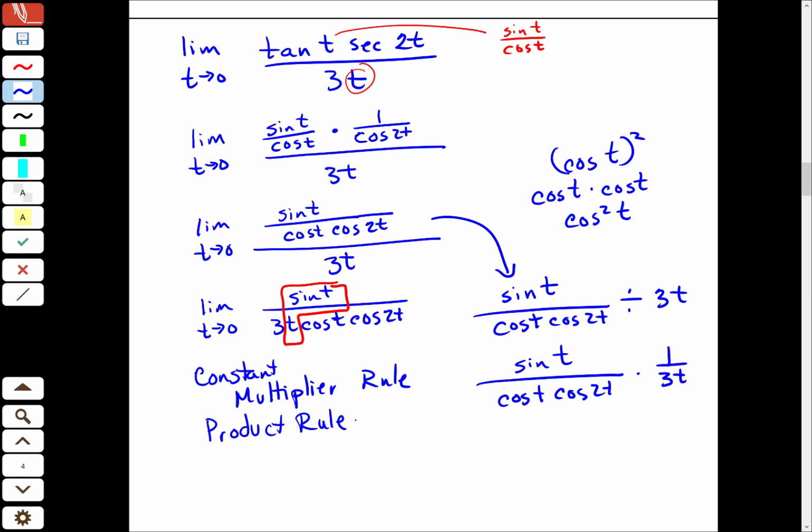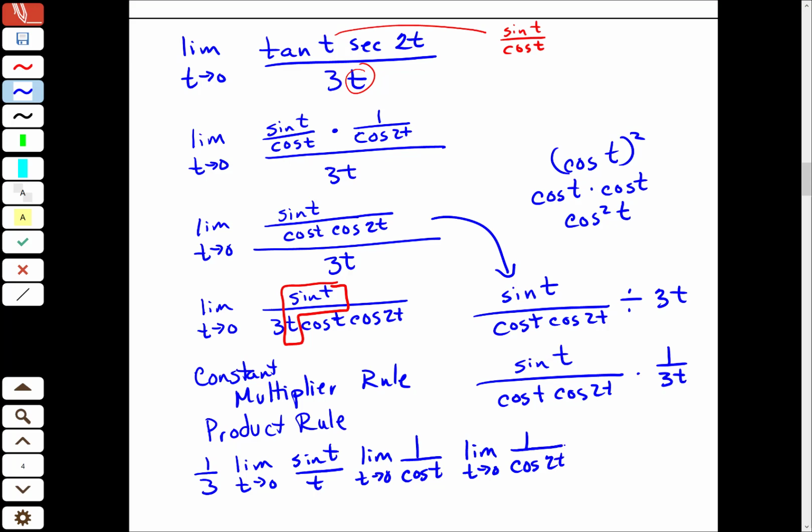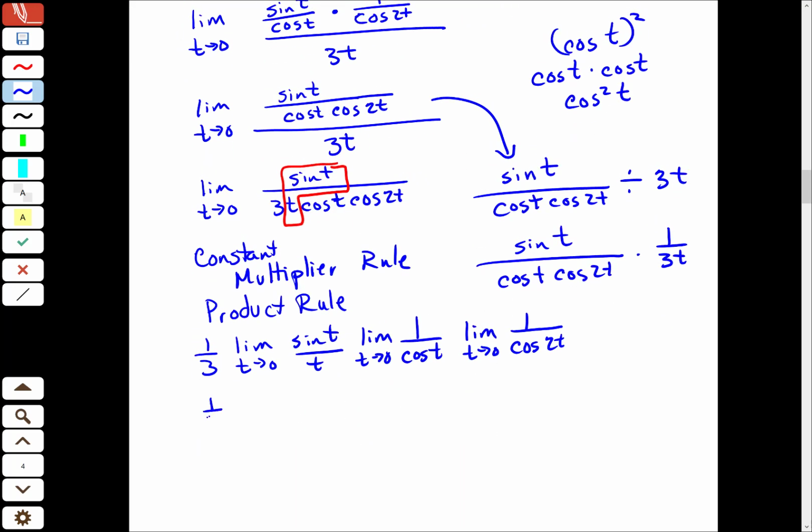And so then I'm going to get 1/3. That's the constant multiplier rule. The limit as t goes to 0 of sine t over t, the limit as t goes to 0 of 1 over cosine t, and the limit as t goes to 0 of 1 over cosine 2t. And this piece should be 1/3. This piece should be 1. The limit of each of these cosines should also be 1. So I should get 1/3 as the finishing limit for this.